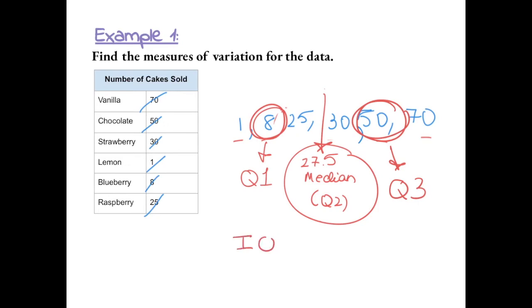Now we want to find the interquartile range, which is quartile 3 minus quartile 1. Quartile 3 for this example is 50 and quartile 1 is 8. So our interquartile range is 42.